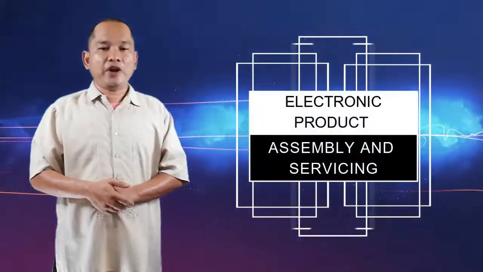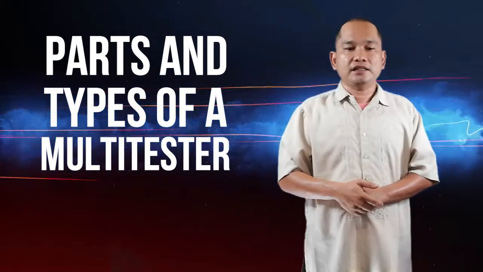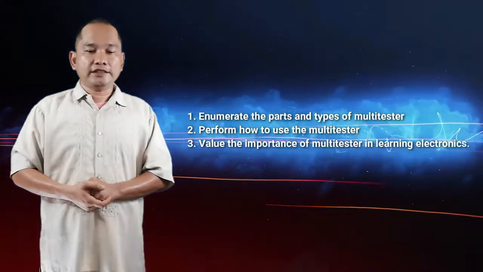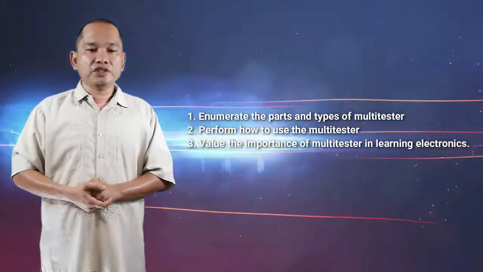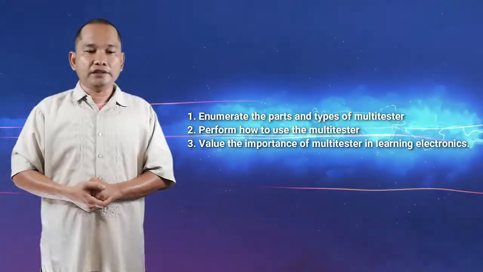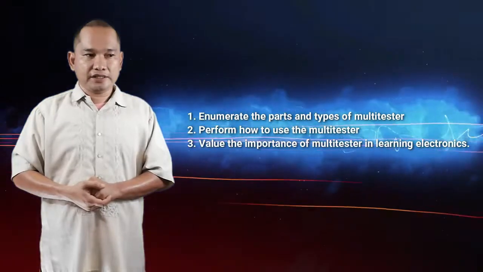Learners, we are now in the second quarter and third week of our lesson in Electronic Products Assembly Servicing. Today, we will be discussing the parts and types of a multi-tester. The objectives of today's lessons are, at the end of this episode, the students will be able to: first, enumerate the parts and types of multi-tester. Second, perform how to use the multi-tester. Third, value the importance of multi-tester in learning electronics.